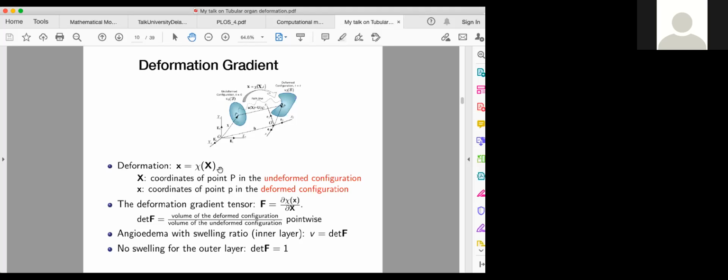So if there is swelling or angioedema, then our det F is bigger than 1. If there is no swelling or angioedema, then the determinant of the deformation gradient is equal to 1. So the volume stays the same.